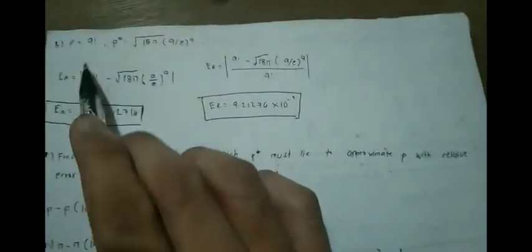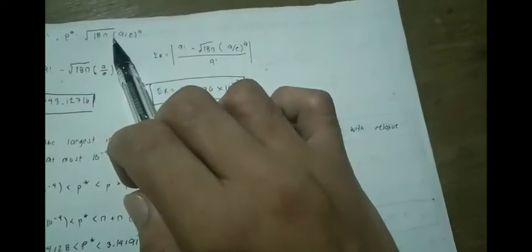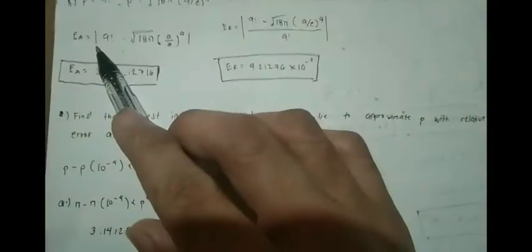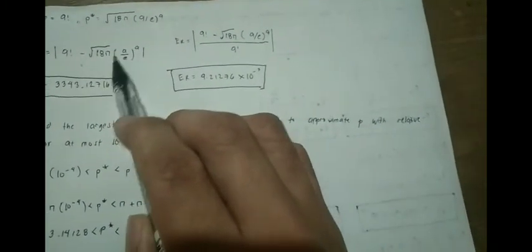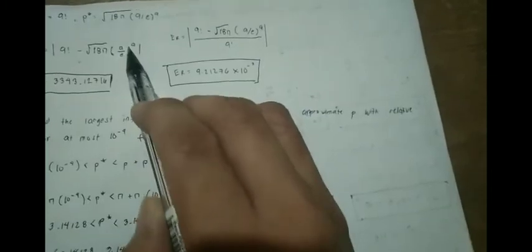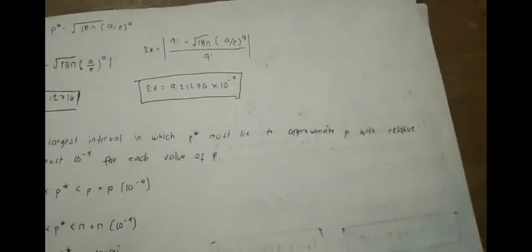So this is letter H of number 1. So the P is equivalent to 9 factorial and the P approximate is square root of 18 pi times 9 over Euler's number raised to the power of 9. So you have to do the same thing. So for the absolute, 9 factorial minus square root of 18 pi times 9 over Euler's number raised to the power of 9. That is all in absolute. So the absolute error is 3343.12716.